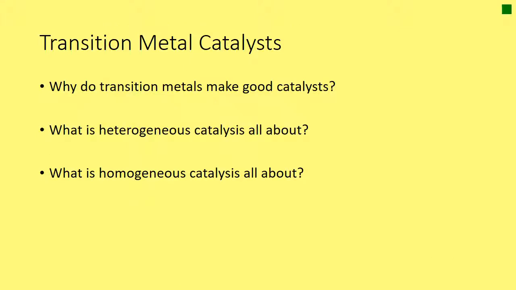So that brings us to the end of this video lesson. Let's just, as we usually do, make sure that we've covered everything we intended to. Why do transition metals make good catalysts? Well, that was about their incomplete 3D orbitals, allowing them to be of variable oxidation states.